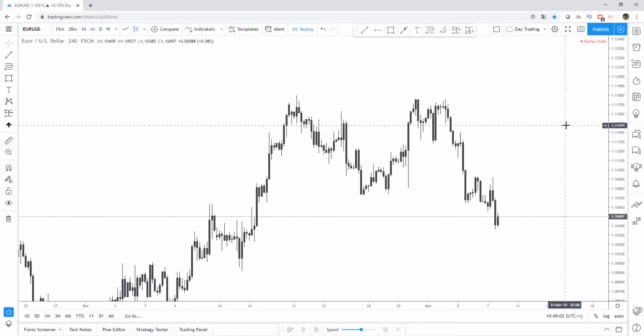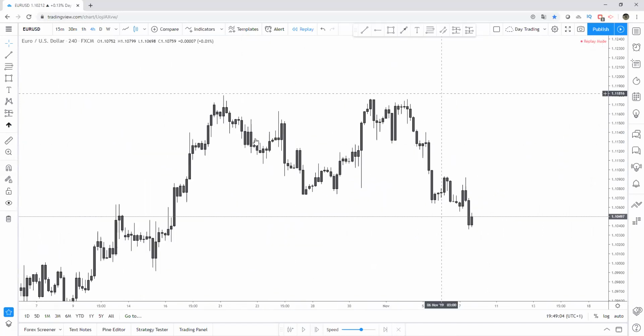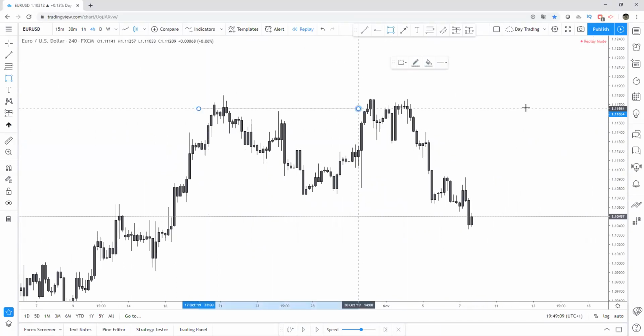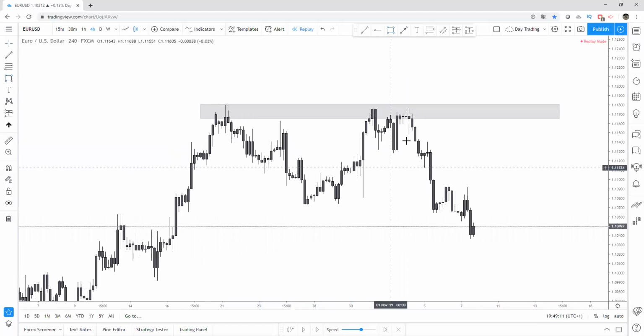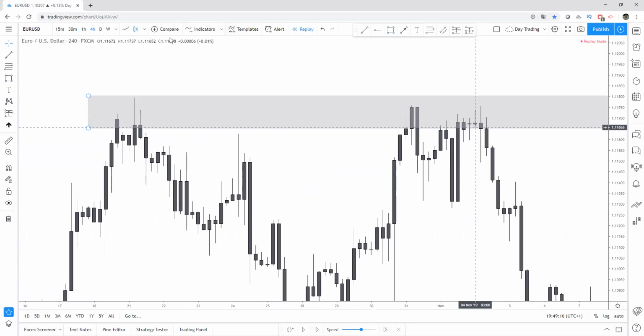So 4-hourly is for structure. Is it bullish? Is it bearish? Is it consolidating? Where is price action? As we had a lot of interaction around this zone, but we did not quite get a good signal. So we had a lot of 4-hour rejections here.